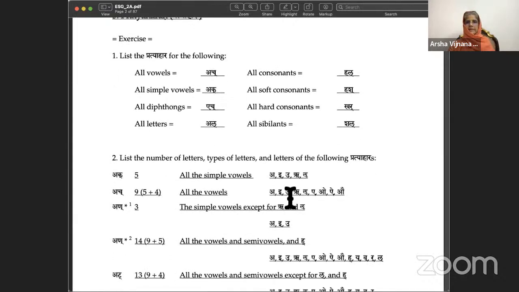So all vowels, just read. Ach. Yeah. All simple vowels. Ak. Maybe I should have the Maheshwara Sutras also at the same time, so that we can look at it together. There must be a way to share more than one document.